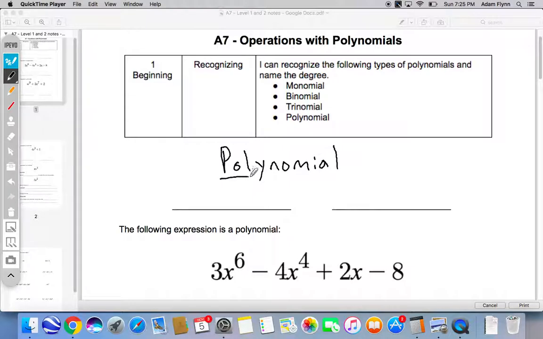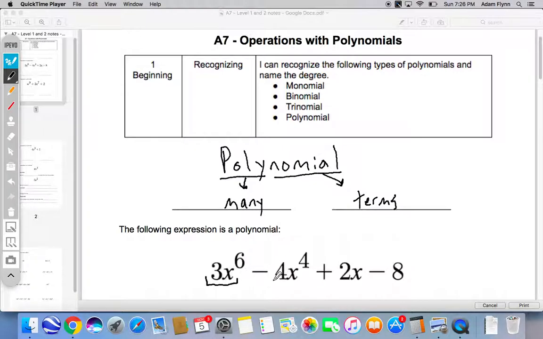So if we take a look here, poly means many, and nomial means terms. So we're dealing with functions that have many different terms, or equations that have many different terms. So let's take a look down here. We have 3x to the 6th minus 4x to the 4th plus 2x minus 8. Okay, so this is a polynomial with 4 terms.